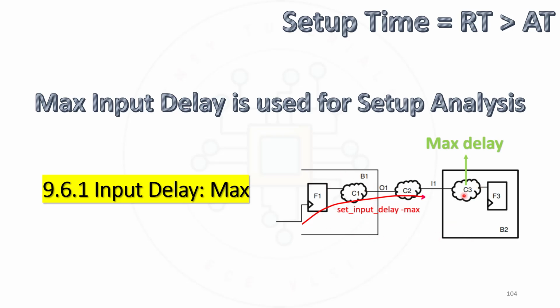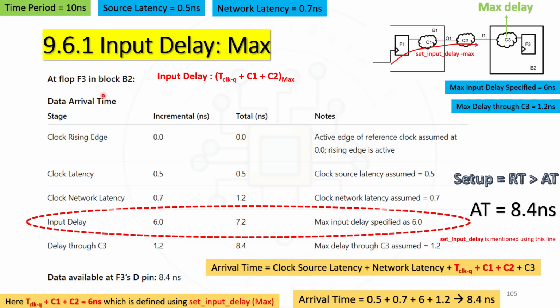So this is block B1, this is block B2. Input delay is something which will be set from flip-flop F1, C1, C2. The time taken by the data to reach this input port I1 is indicated with respect to the set input delay, followed by some max delay value for this combo logic. We will analyze the arrival time followed by the required time, and based on the slack, we'll get to know whether timing is met or violated. See this first one.